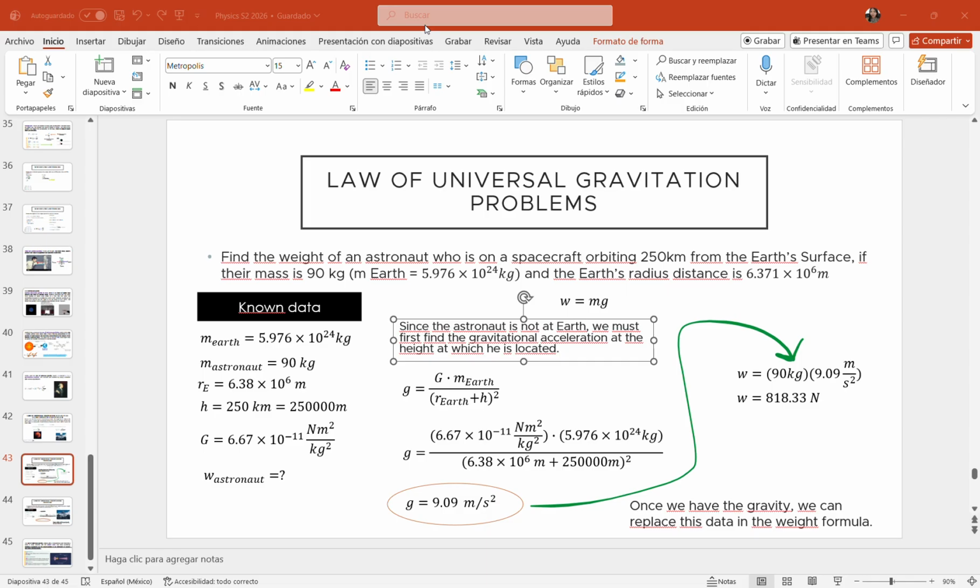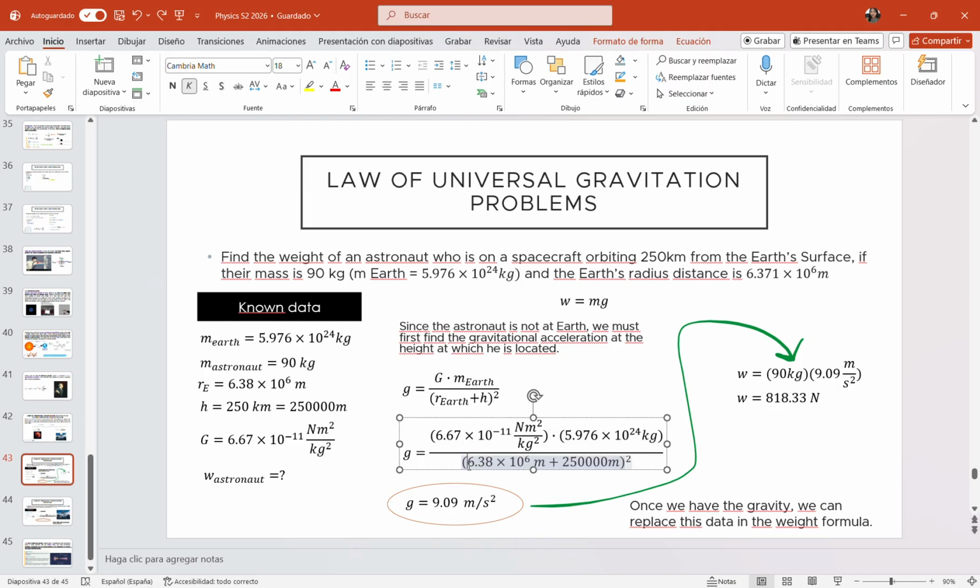substitute or replace, I think it's a better word, replace the data inside this formula, in which G is the gravitational constant, which must be multiplied by the mass of the Earth, and then you must add the distance of the Earth, taking into account its radius, and add the height at which this person is located. All of this distance must be squared. Then the gravity at that point is 9.09 meters per second squared.